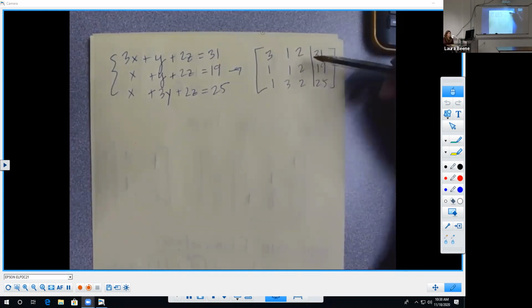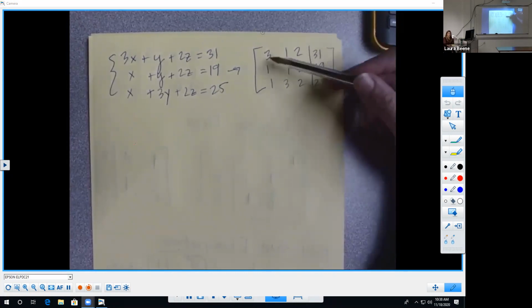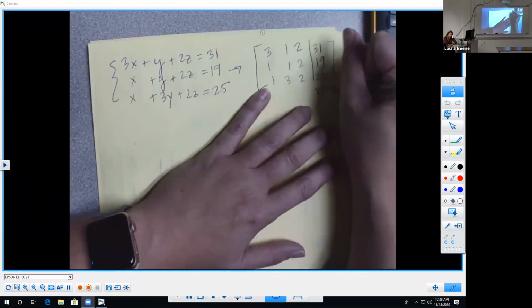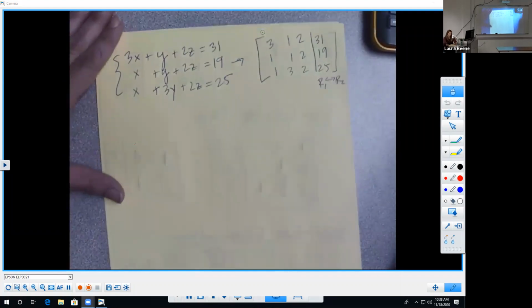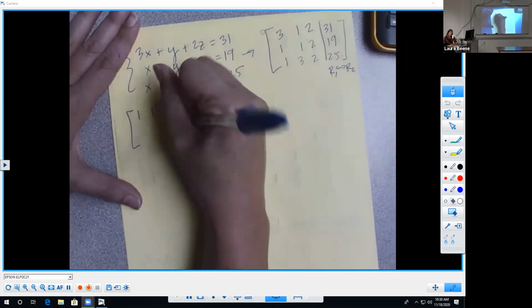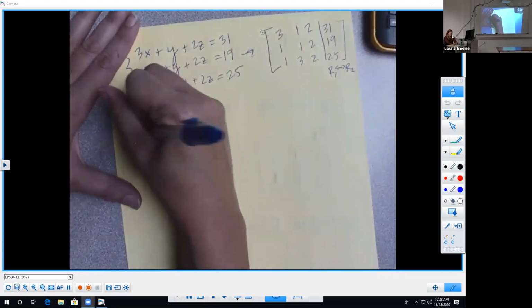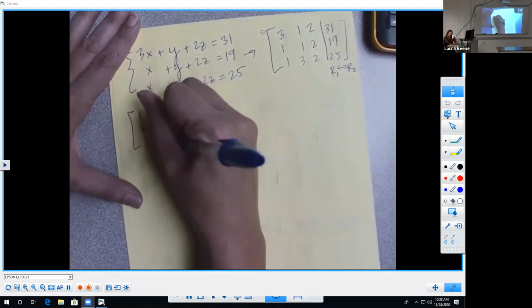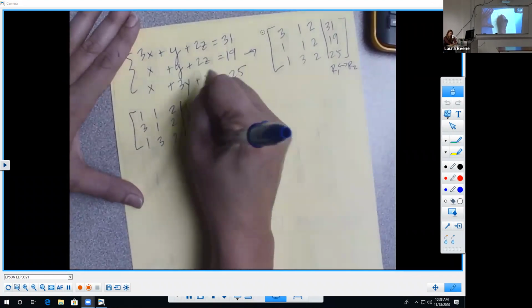Switch 2 rows. Yeah, I'm going to switch row 1 and row 2. You could do 1 and 3 if you wanted to. It doesn't matter. Just pick one of them that has a 1 in the first spot and switch rows. So I'm going to switch row 1 and row 2. So I get 1, 1, 2, 19, 3, 1, 2, 31, 1, 3, 2, 25.